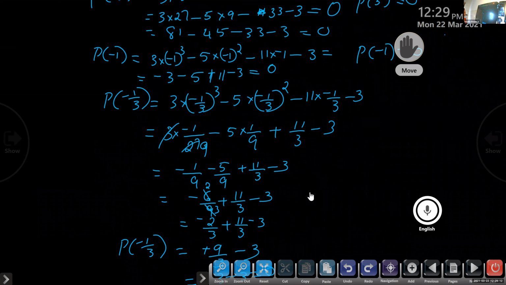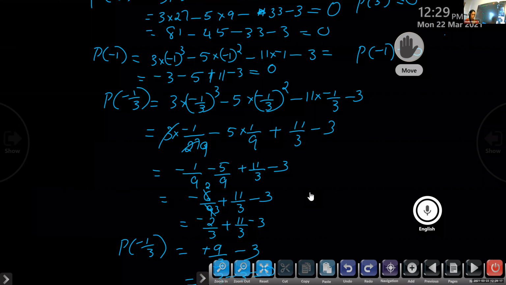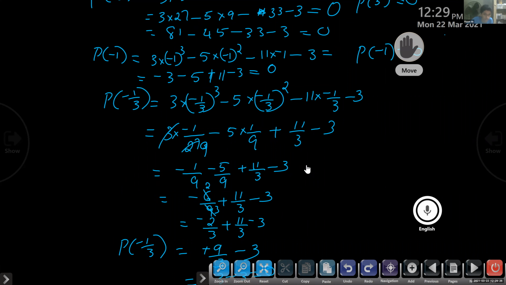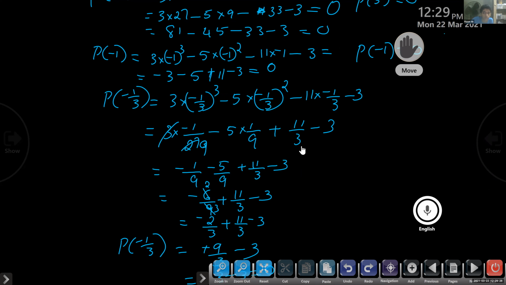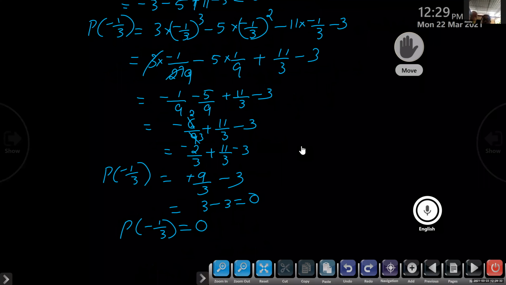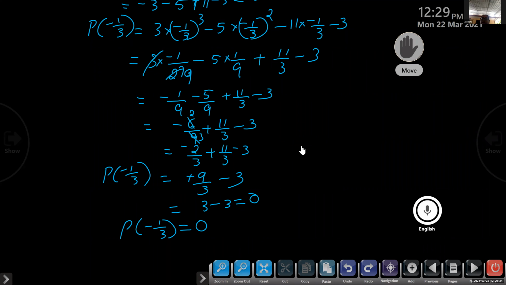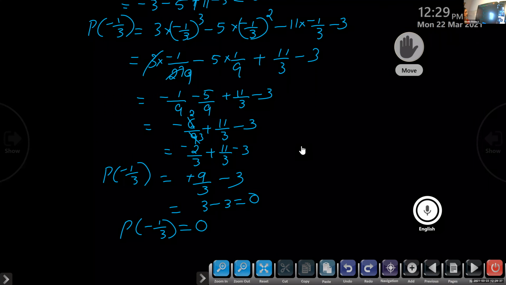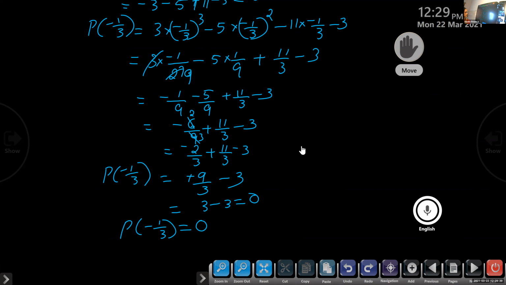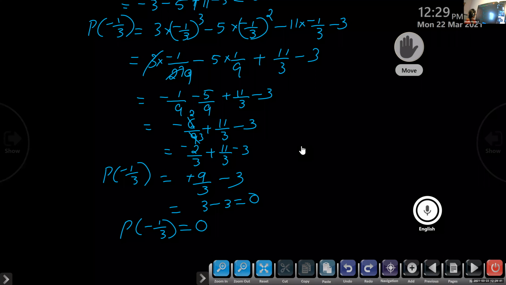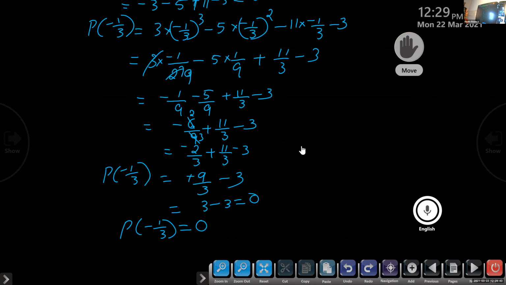In between others, go through the answer and find out whether any doubts are there. Can you move a little? Down or up? Down. Ma'am, the last one I cannot see. P of -1/3 equal to 0. That is the last line.